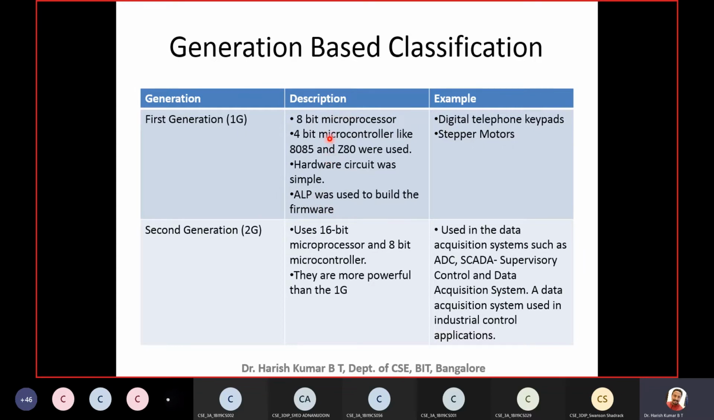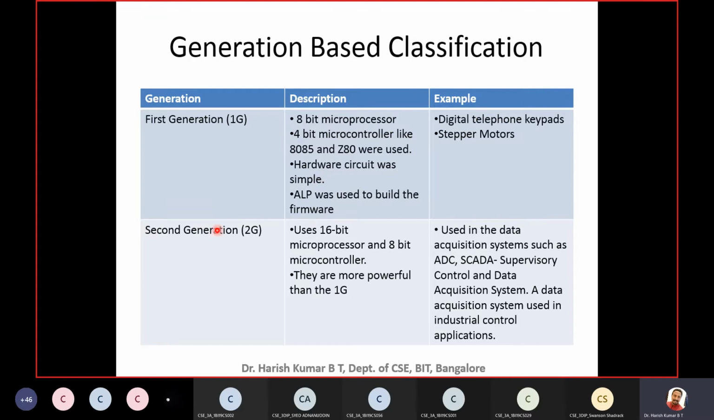And where were these things most widely used? Few examples are given. So this 8-bit microprocessor or 4-bit microcontroller, they were most widely used in making the digital telephone keypads and also in the stepper motors. So stepper motor, we will understand more on this in the lab program. So we have a lab program, and we'll also be discussing more on these things in the theory session as well. Okay. And so with this, a very brief insight into the first generation embedded systems.